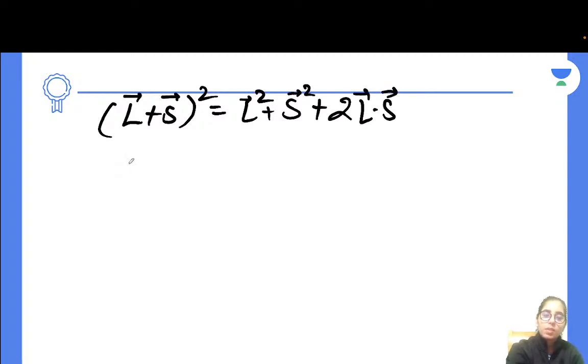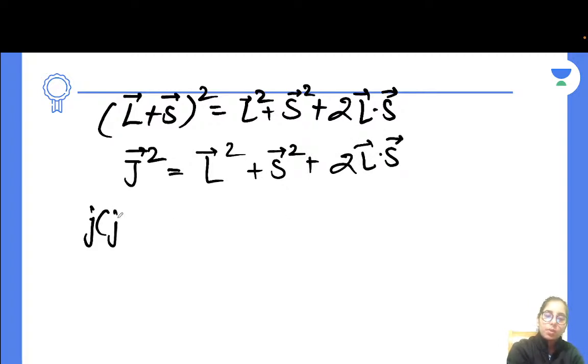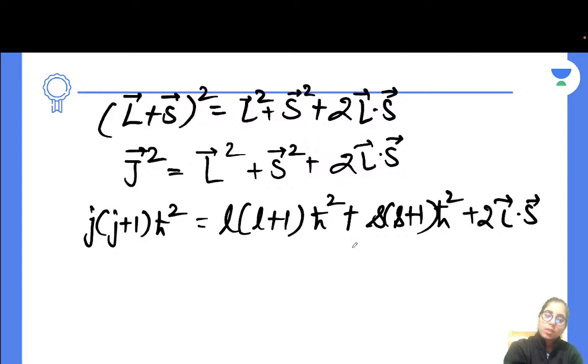This is going to be L plus S is J, so J square. You are having the two different J values given to you in the two spectroscopic terms. L square plus S square plus 2L dot S. Next is J into J plus 1 ħ squared. L into L plus 1 ħ squared plus S into S plus 1 ħ squared plus 2L dot S. Next thing, consider L dot S.